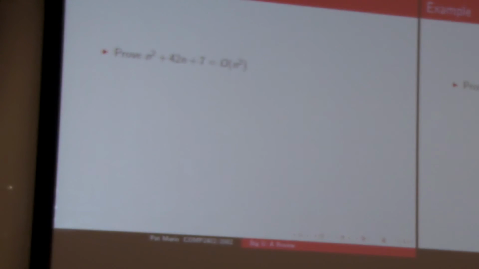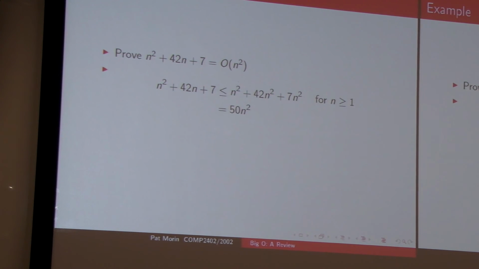Okay, so how do you prove this kind of thing? If you did 1805, you would end up doing some examples like this. Look at the formula you start with. You're trying to prove that it's smaller than something times n squared. So for n squared plus 42n plus 7, what if I take that 42n and replace it with 42n squared? Do I get something bigger or smaller? Is n squared always bigger than n? It depends on n. When does n squared start being bigger than n? Yeah. So we can replace the 42n with 42n squared for n bigger than or equal to 1.